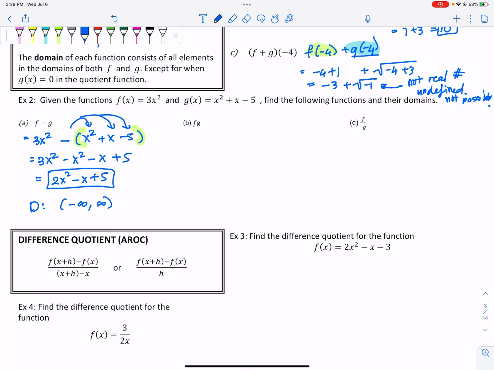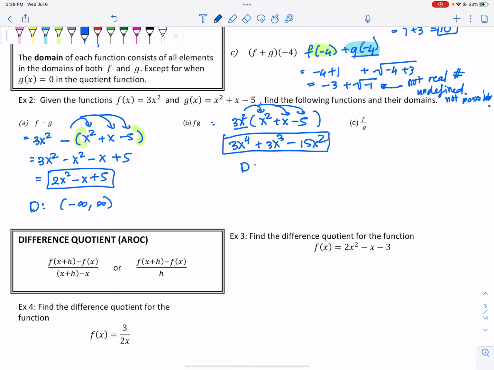Next one, part B, f times g. So we have f, which is 3x squared, times g, x squared plus x minus 5. All we need to do now is just distribute: 3x to the fourth plus 3x squared times x is going to be 3x cubed, and minus 15x squared. Again, this is a polynomial that doesn't have any fraction or any square root, so there is no restriction. The domain is going to be negative infinity to positive infinity.